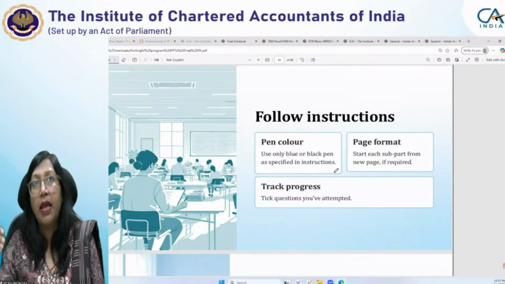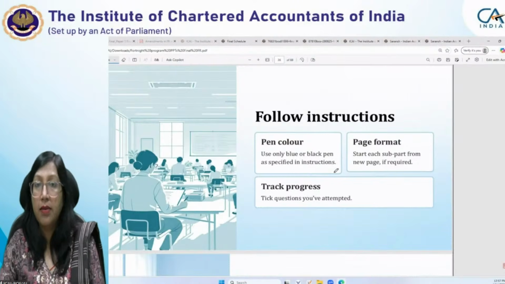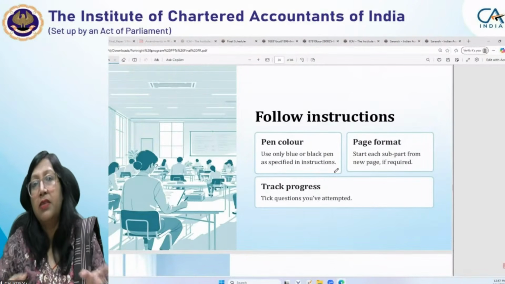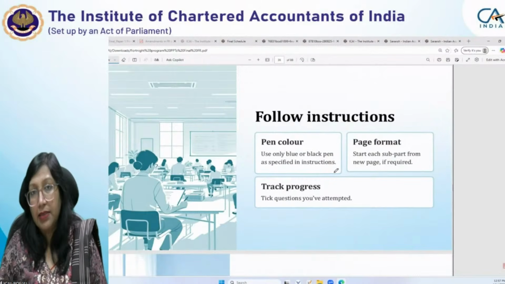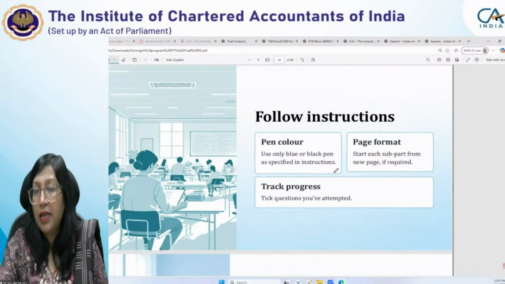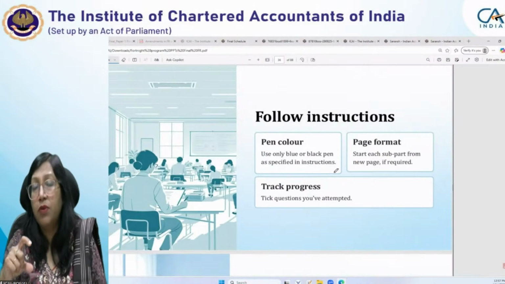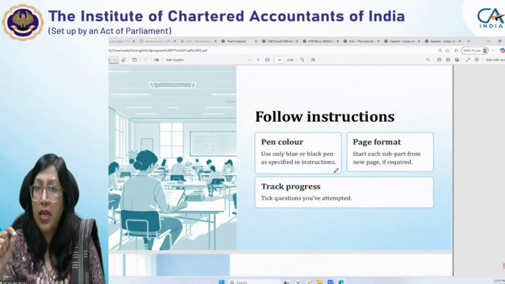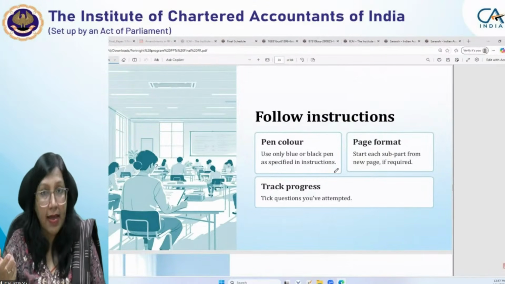For example, I say pass a journal entry, and also show the balance sheet. We pass the journal entry and forget to present it in the balance sheet. So at the end of the question, in the one-line statement which gives you the requirement of what to do, there may be a number of sub-requirements. Just tick whatever you do. This is tracking your progress.